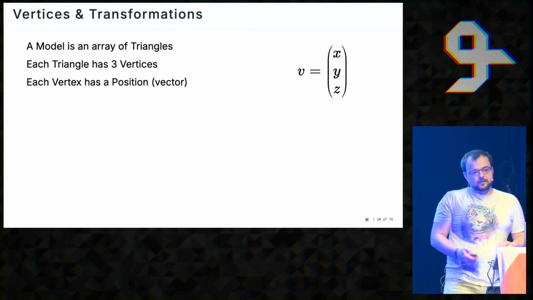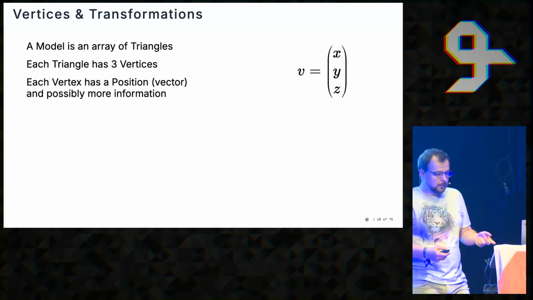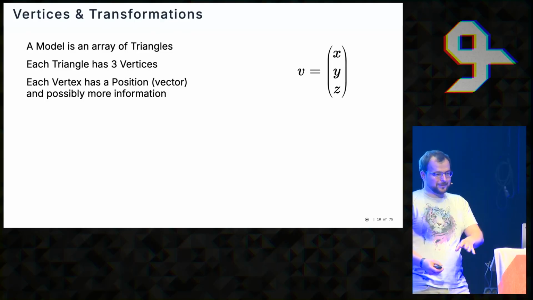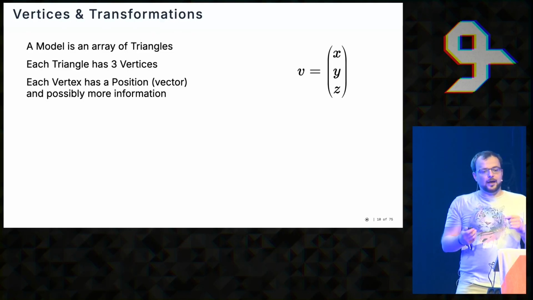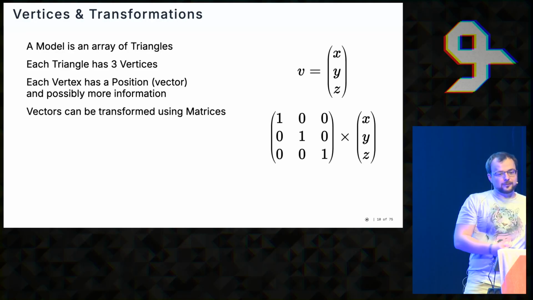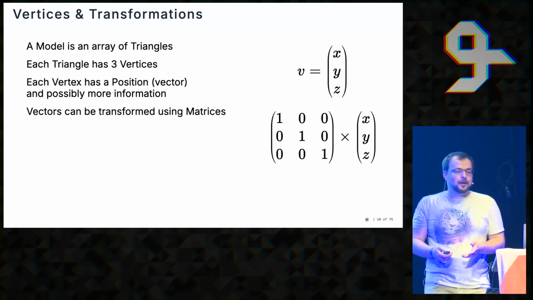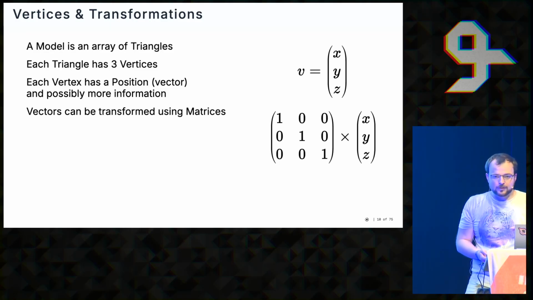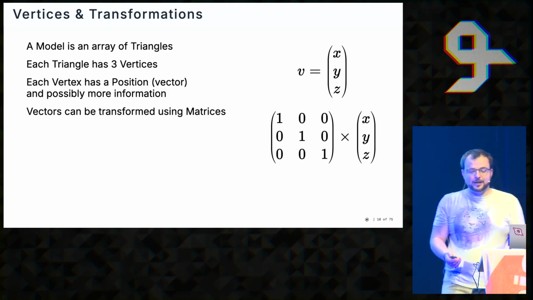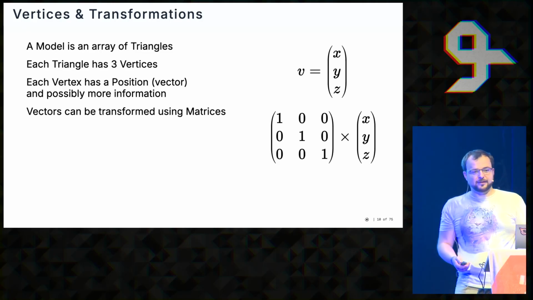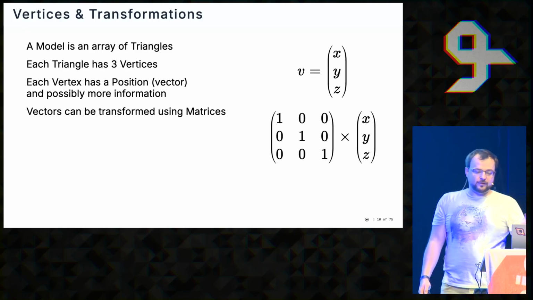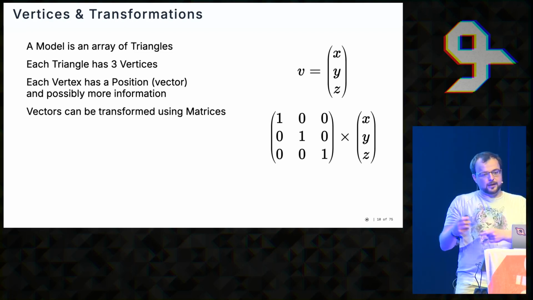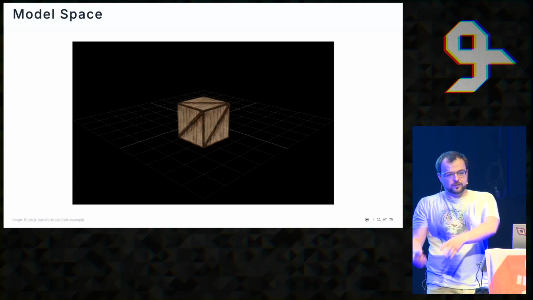So each vertex has at least a position, which we will express, this is where the math begins, as a vector. And the cool thing about vectors is you can use matrices to transform them to affect a lot of different things. This is a very simple example. I will not reiterate matrix multiplication here, but this is just the identity matrix, which returns the same vector upon multiplication.